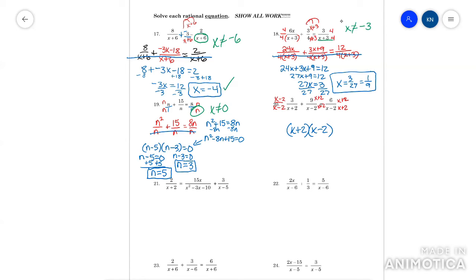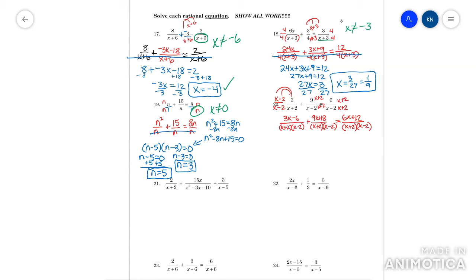Okay, and up top, don't forget to distribute when you do this. So here's what it's going to look like. It's going to look like 3x minus 6 over both of those things, x plus 2 and x minus 2, plus 9x plus 18 over the common denominator equals 6x plus 12. Why is this so difficult for me to write? Plus 12 over the common denominator.